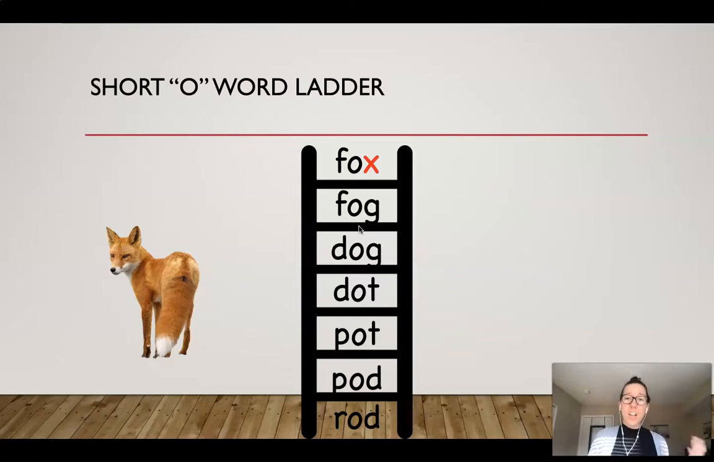Wonderful job, friends. So let's go through and read all of our short O words together. I'll have you note that throughout all of our words here, O stayed the same. Since that is our phonics focus, that sound was never going to change. The same will be true when you get to your Seesaw activity. So when you're sounding these words out, just remember that it's always going to have that O in the middle saying aw. Let's start at the bottom of our ladder here and read our words together. Rod, pod, pot, dot, dog, fog, fox.